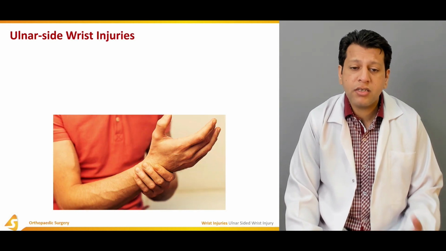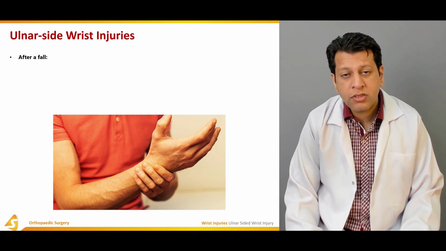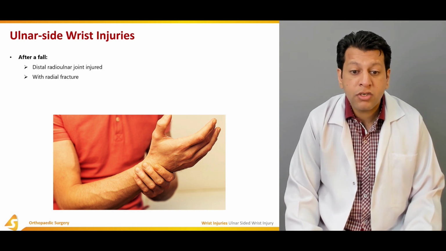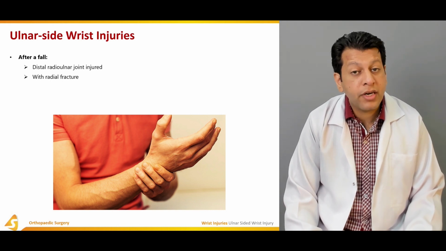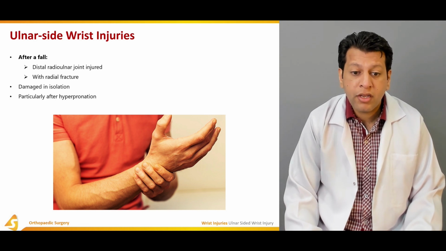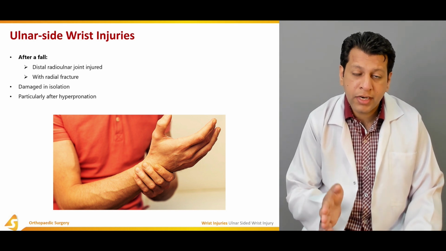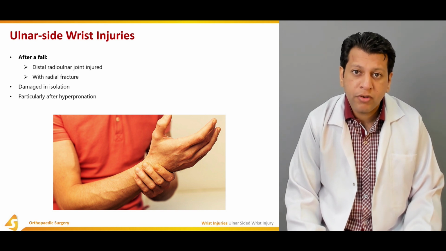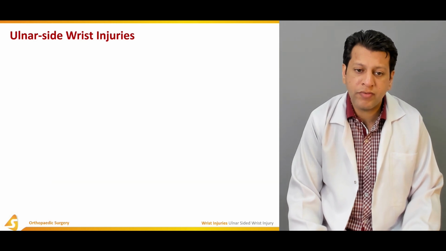If we are having ulnar sided wrist pain, this could usually be after a fall, especially when the wrist was in extension and an ulnarly deviated position. This could lead to a distal radioulnar joint, or DRUJ, injury, or the DRUJ may be injured with a radial fracture, or this could result in an ulnar styloid fracture as well. Importantly, damage could be isolated to the ulnar styloid and ulnar side, especially after a hyperpronation injury, in which there is initially forceful extension along with ulnar deviation.